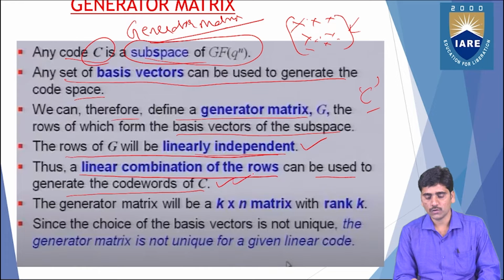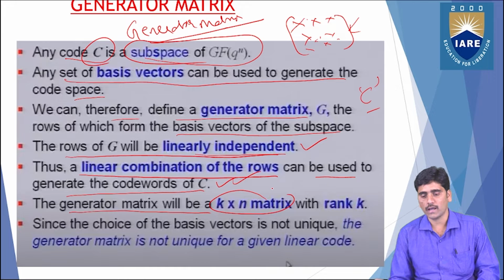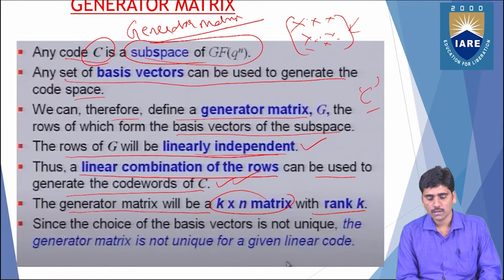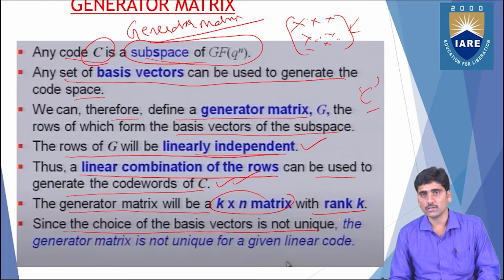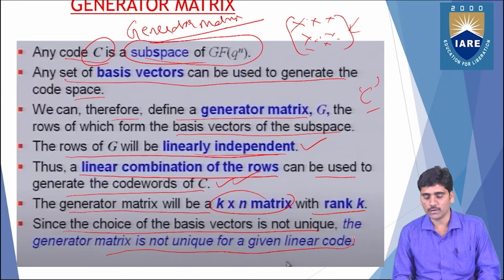That is what we noted here in this point. And the generator matrix will be a k by n matrix, as we said previously, with rank k. So the rank is nothing but among all the words we'll say rank k. And since the choice of the basis vectors is not unique, the generator matrix is not unique for the given linear code. That means they are not the same, or they are not dependent. That's why we are mentioning that the rows of G will be linearly independent.